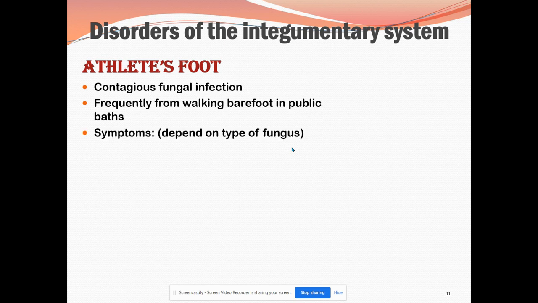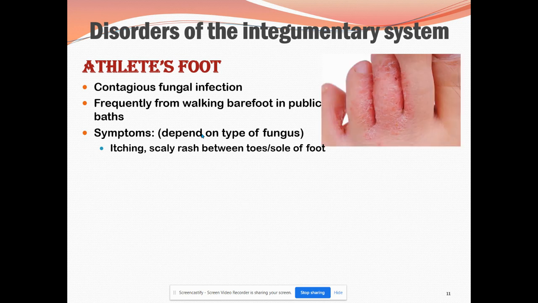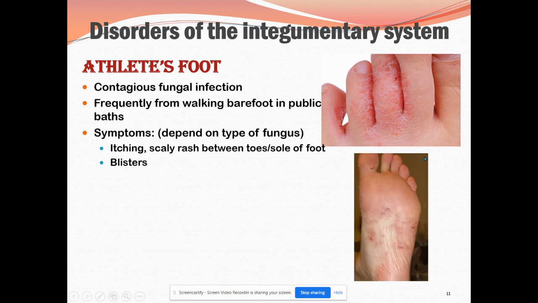So symptoms, it depends on the type of fungus. Athlete's foot is kind of an umbrella category. There's a lot of different fungal infections that we call athlete's foot, but most of them are itchy and scaly, either on the bottom of the foot or between the toes. Oh, disgusting. So that's athlete's foot. It's usually an itchy red rash. Sometimes they can blister if it's severe enough, like this. Oh dear, ew. Treatment is going to be an antifungal.